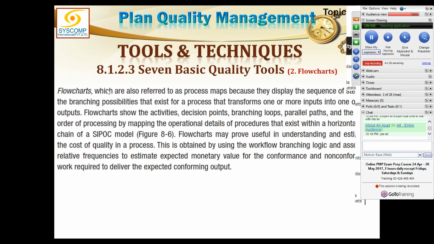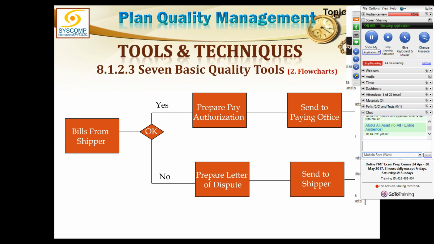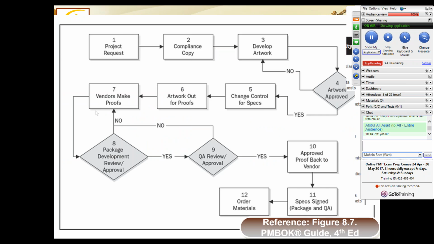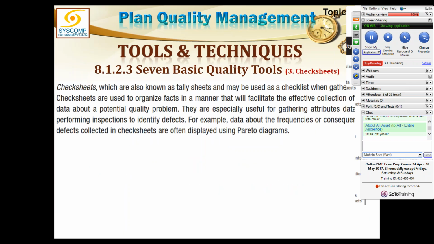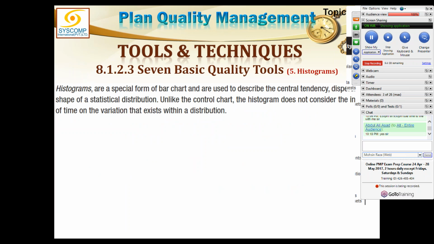Flowcharts, I hope you all understand. We have boxes connected for the processes, and we have decision points in it, and we can create a flow from start to end of any process. Then we have check sheets. Check sheets, we are already aware what a check sheet or checklist may look like.